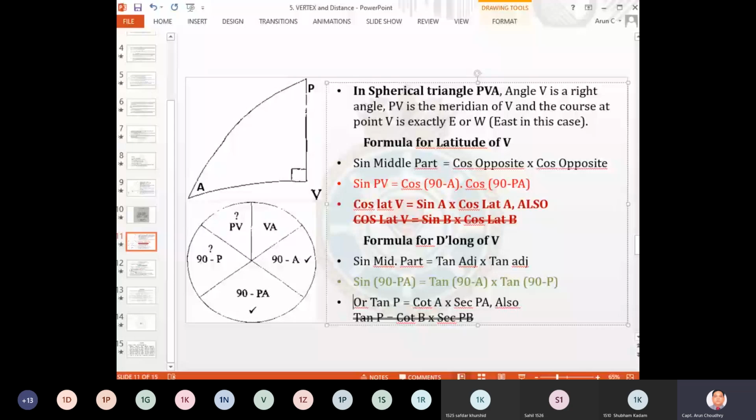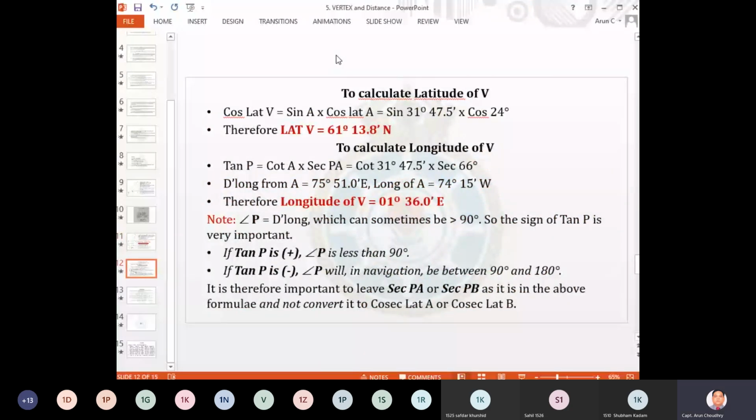Anyway, I'm showing you the next slide, which has the answer. Okay, so this is the answer. You can take a screenshot of this. So hopefully now the method of calculating the position of the vertex is clear to all.